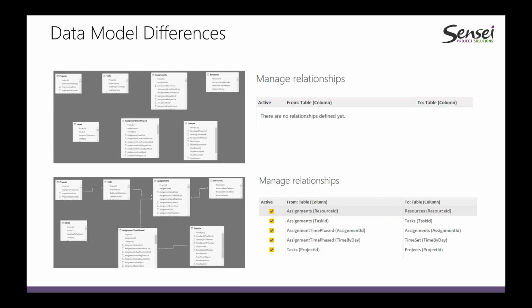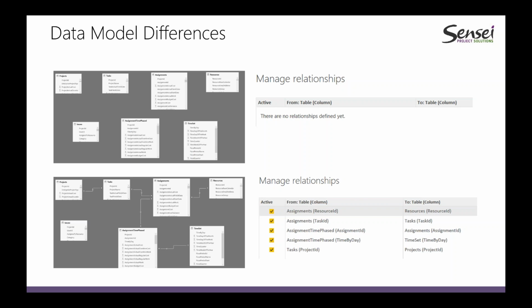So I've showed you the two data model differences here. I've got one file that has 0 relationships at all. There are no relationships defined yet. And then in the second file, I've got relationships. So I'm joining my resources table to my assignment table on the resource ID. I'm joining my assignments to my tasks via the task ID.